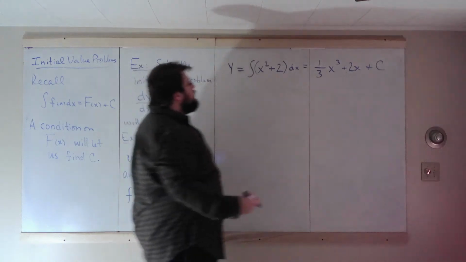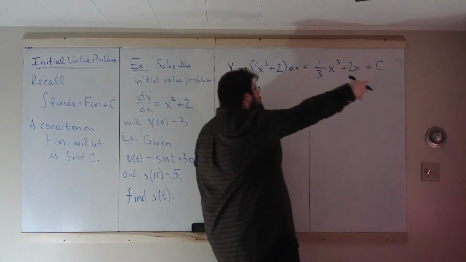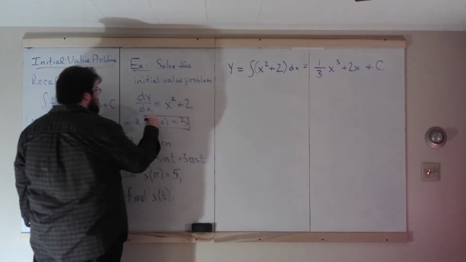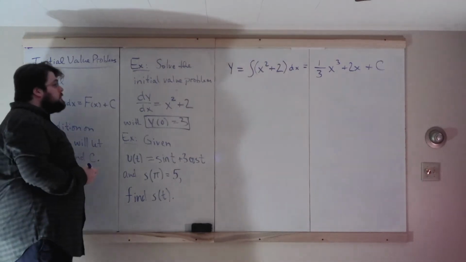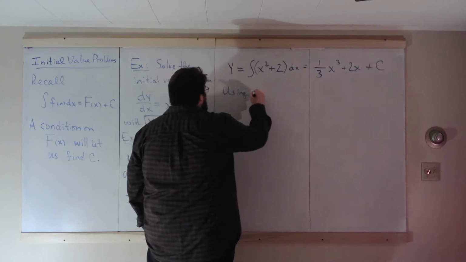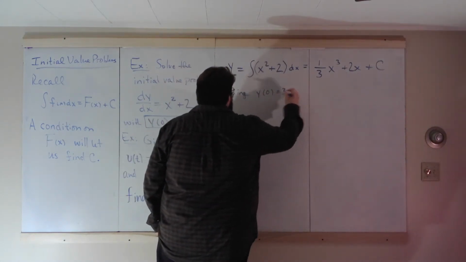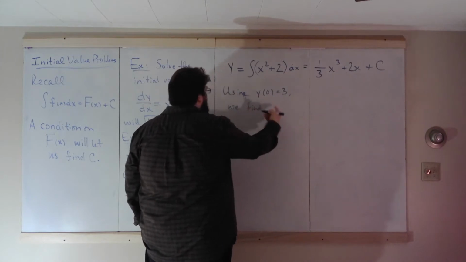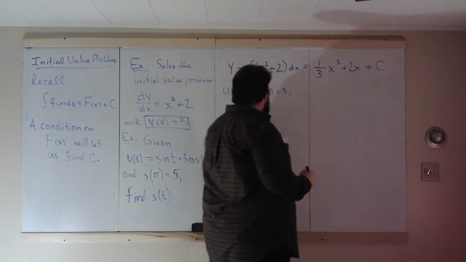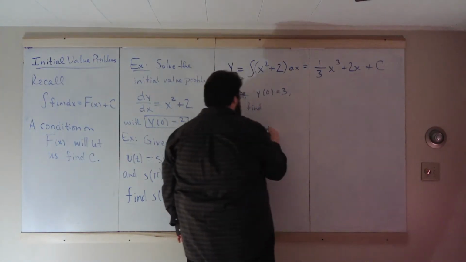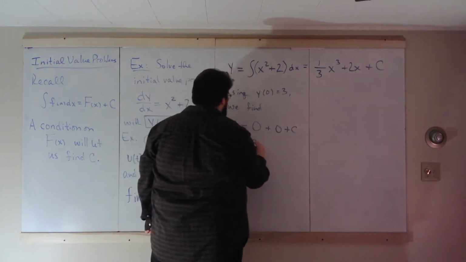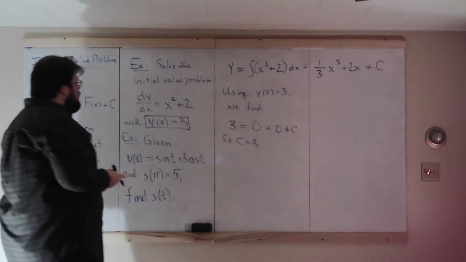But notice there are many different things this y could be. But this condition here will tell us there's only one thing that y could be. y of 0 equals 3. Well, that means when x equals 0, y equals 3. So 3 equals a third of 0 plus 2 times 0 plus c. So c equals 3.